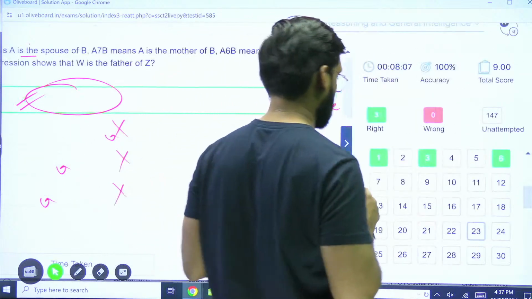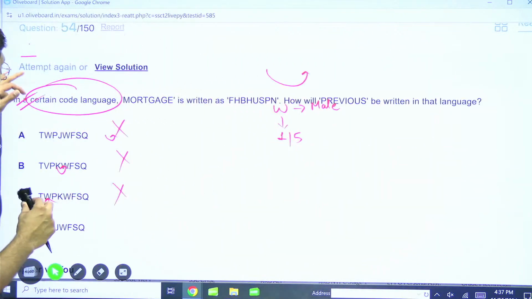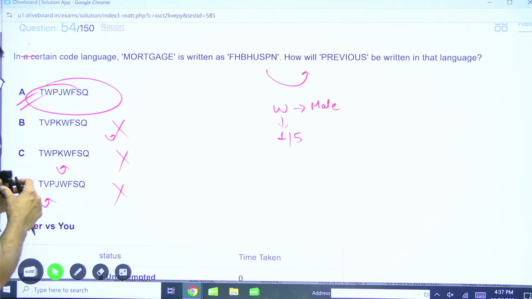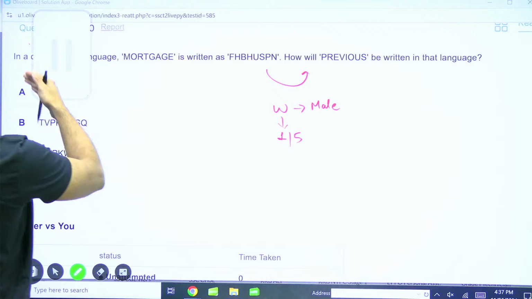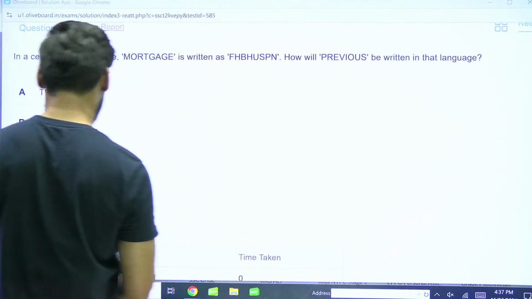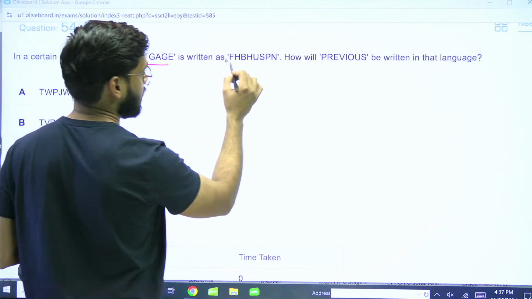Next question, 24th, from coding-decoding. Let's see the right answer for this one. In a certain code language, MORTGAGE is written as FS like this.